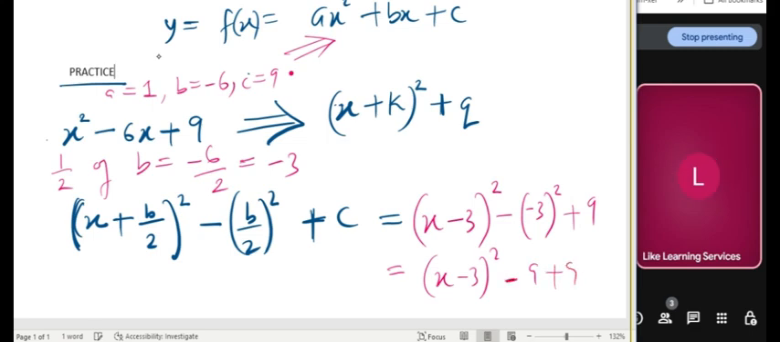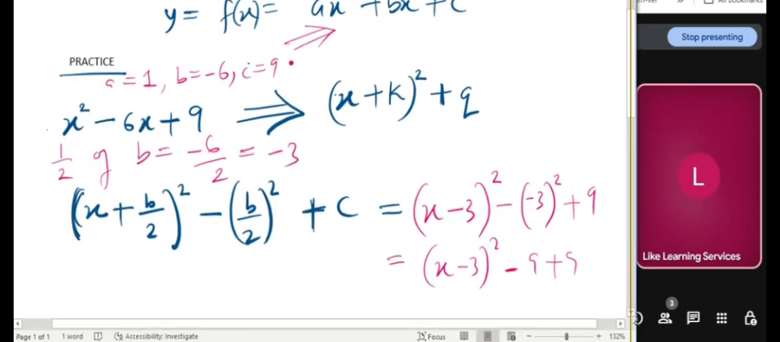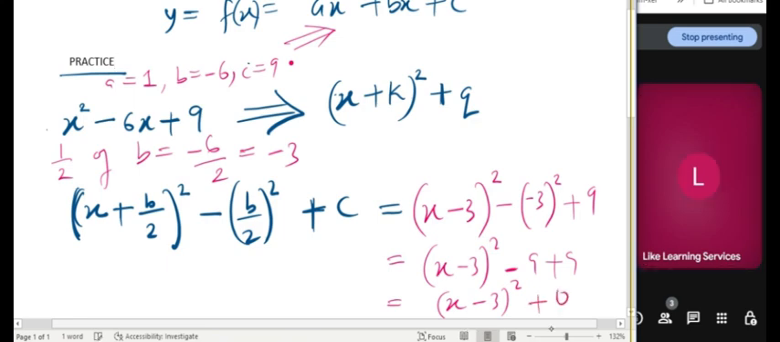Incidentally, the one I gave is the one that has this equal to 0. So this is x minus 3 all squared plus 0. That's the way it is. So that's just a simple rule when you want to complete the square.